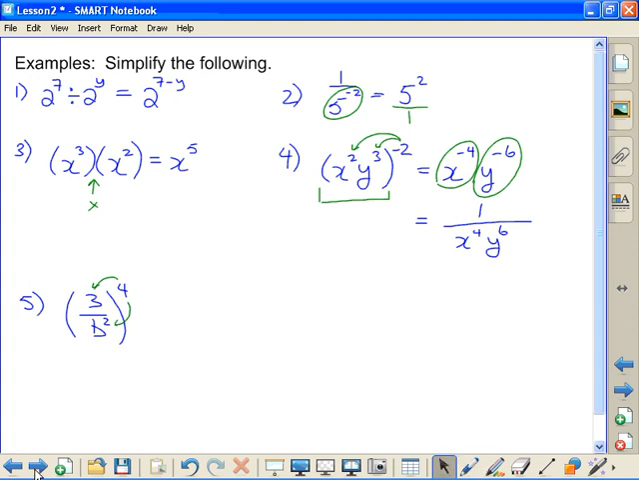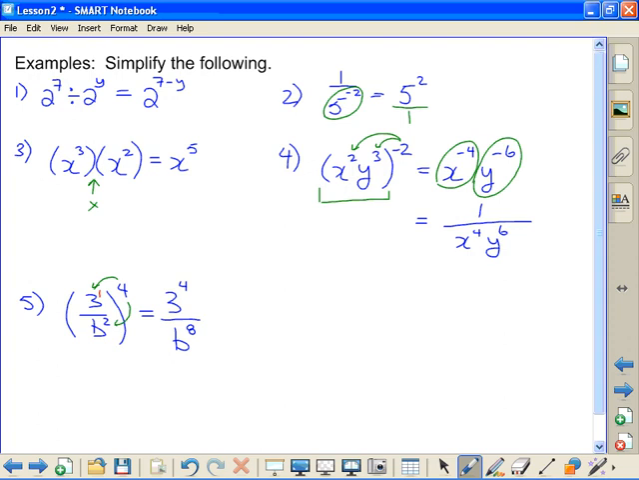There is an exponent on that 3. If there's no exponent there, we assume it to be a 1. And each term has its exponent multiplied by 4. So we end up with 3 to the 4th divided by b to the 8th, 4 times 2.